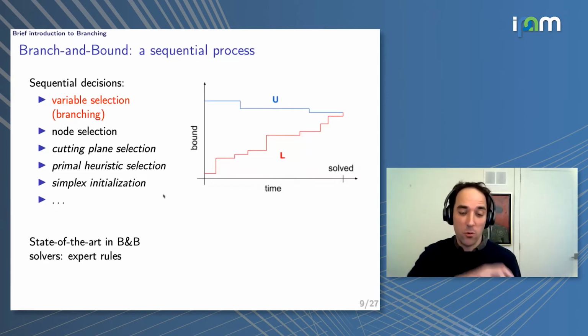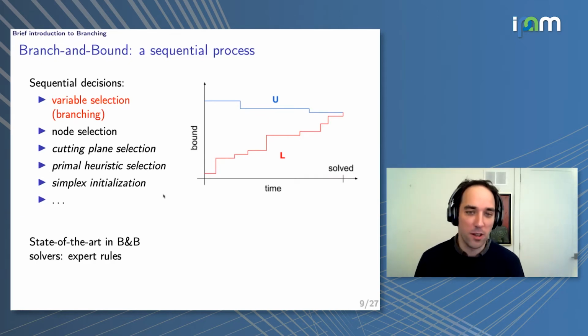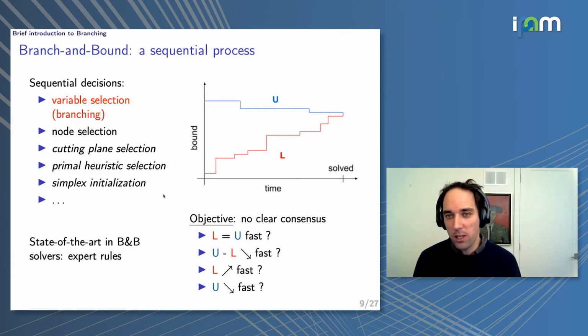There's also node selection, right? Do you want to jump in the tree? And there's all sorts of other decisions that modern solvers can take. Basically, state-of-the-art branch and bound solvers use expert rules. So for each of these decisions, you have a particular heuristic, and often lots of heuristics are being combined all together. But what's maybe interesting to think about is that there's not necessarily a clear objective or a clear consensus on the objective that we should be using, right?